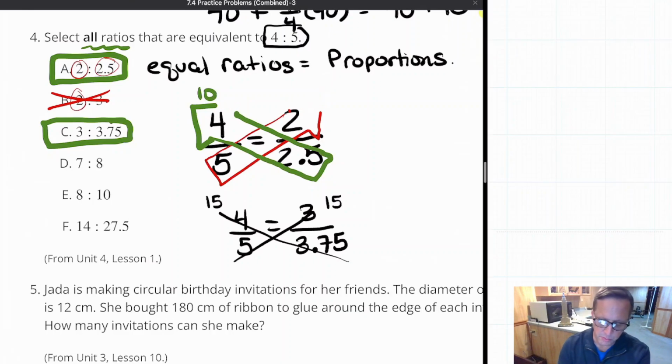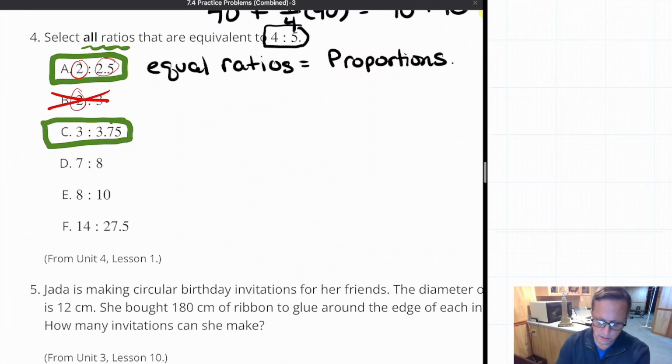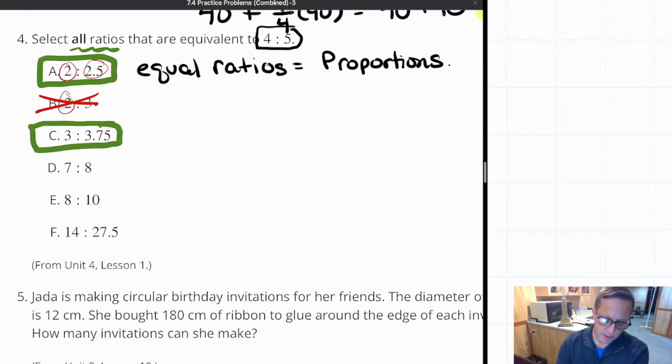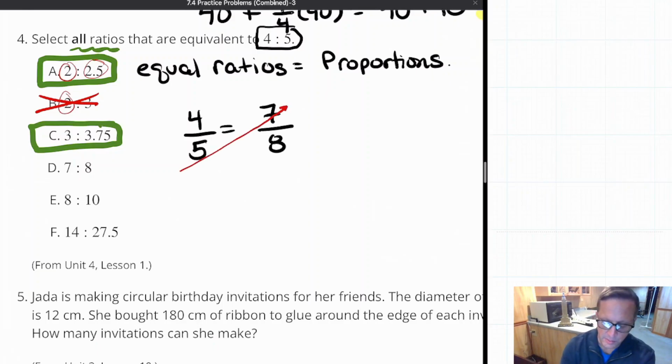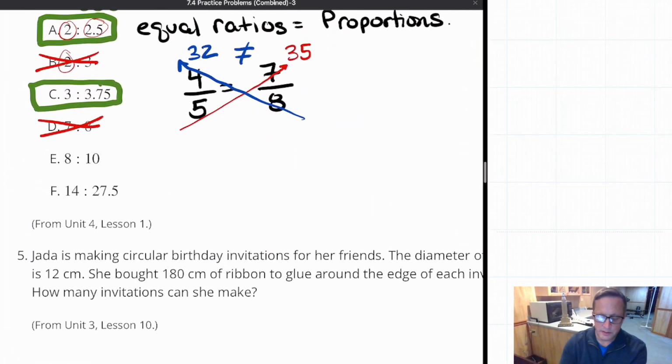All right, I'm going to make some room here. And I'm going to do 4 to 5 and 4 to 8. Now, if I just do cross products here, 5 times 7 is 35. And then 8 times 4, that's also 35. No, it's not. It's 32. So those are not equal. Therefore, that's not a proportion. Those are not equivalent.